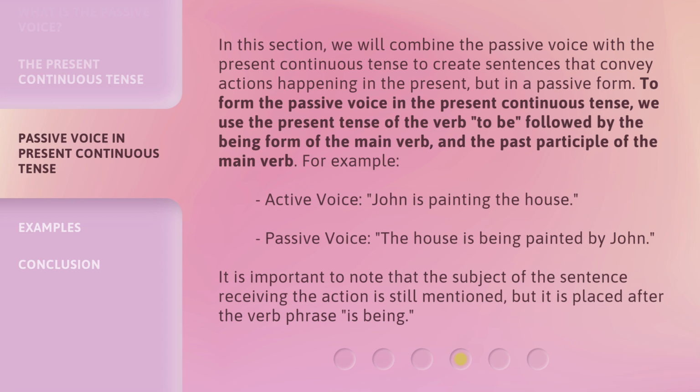For example, active voice, John is painting the house. Passive voice, the house is being painted by John. It is important to note that the subject of the sentence receiving the action is still mentioned, but it is placed after the verb phrase, is being.